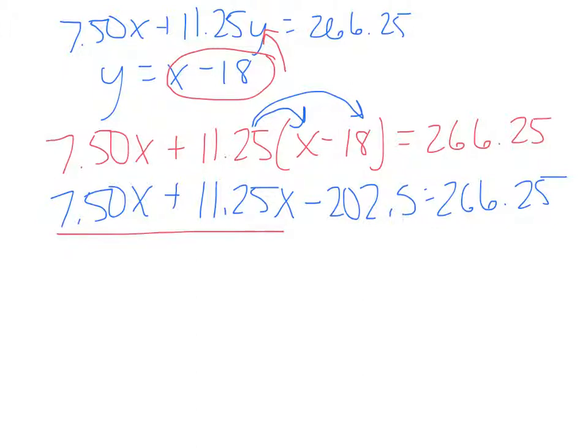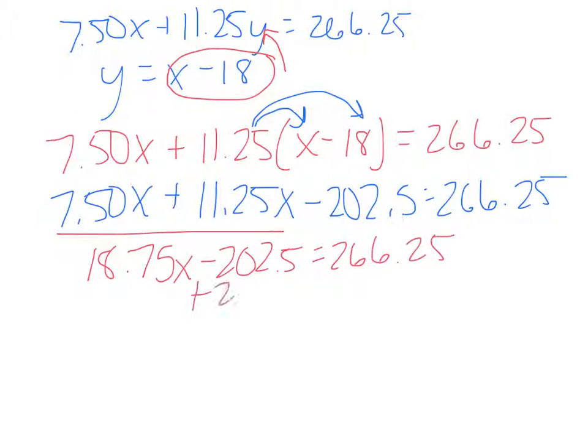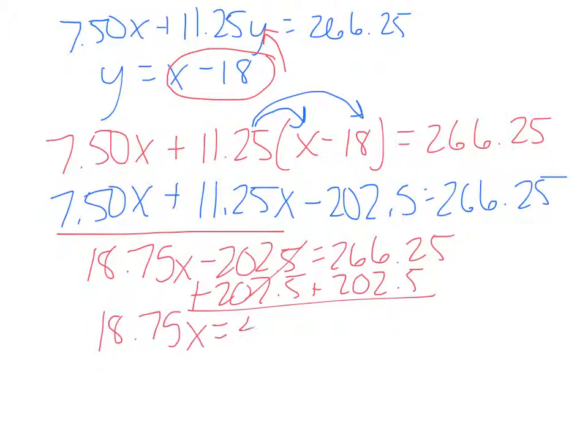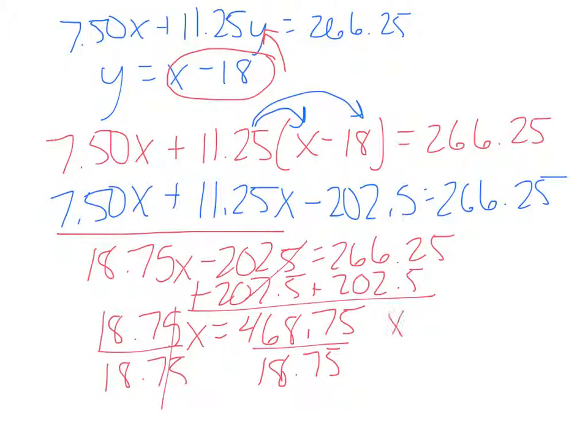From here, we're going to combine our like terms. That's 18.75x minus 202.5 equals 266.25. And then we add 202.5 to both sides. So 18.75x is now equal to 468.75. We'll divide both sides by 18.75 to find our x value. So x equals 25. So we know that they bought 25 student tickets.